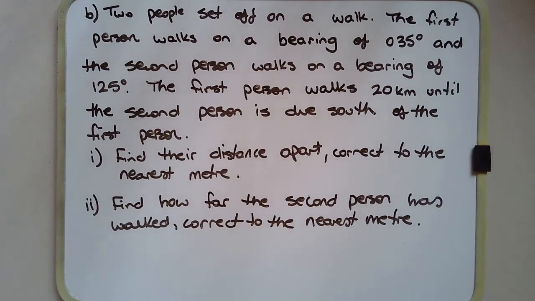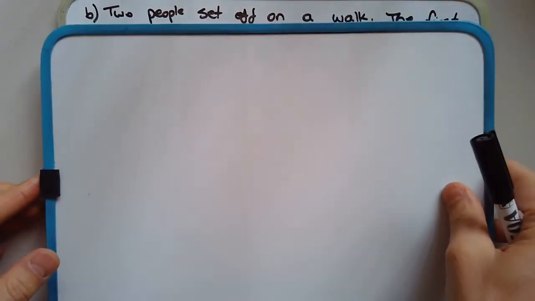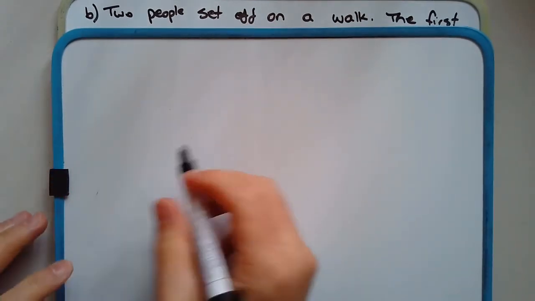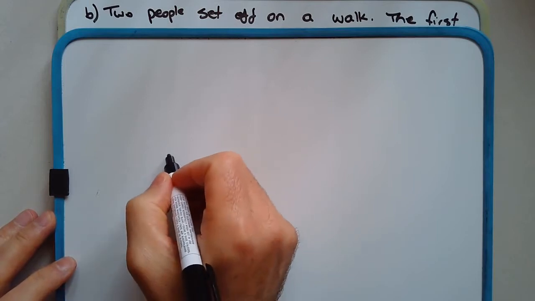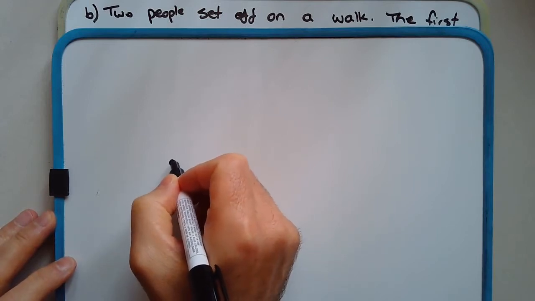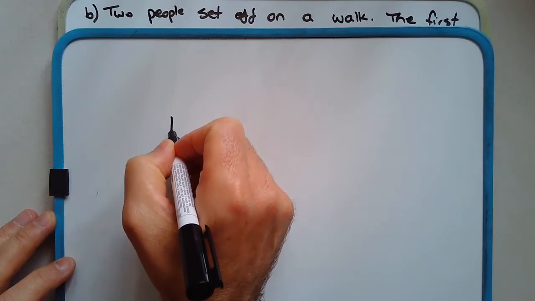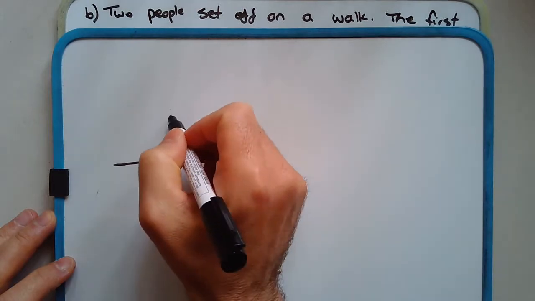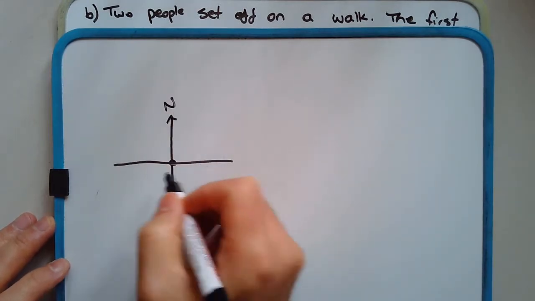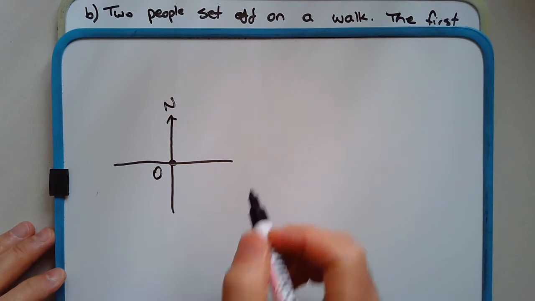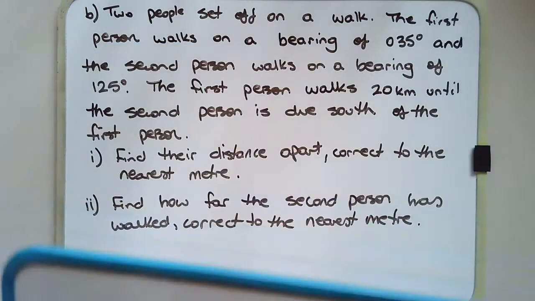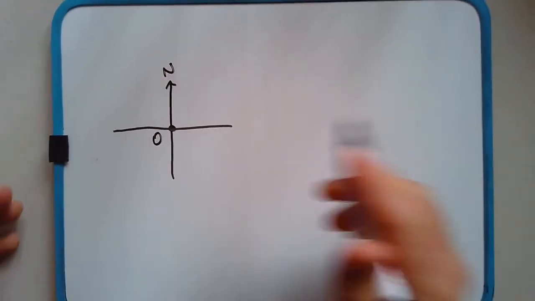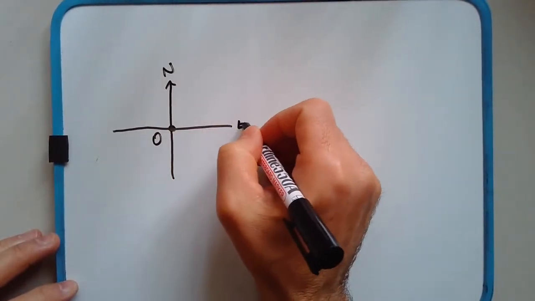So two people are setting off on a walk. What I'm going to do is draw, first of all, a compass rose. So they're setting off on a walk, so they're leaving from the same place. Draw a compass rose. There's north. That's our origin. Now it says that the first person walks on a bearing of 035 degrees. That's in the northeast quadrant.